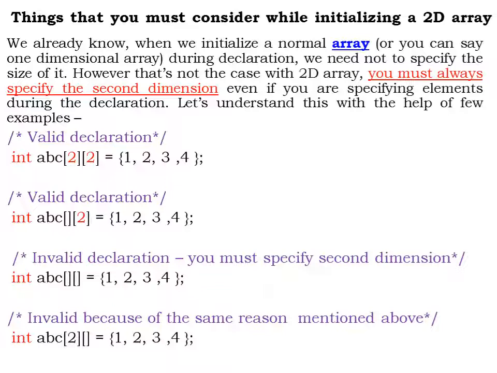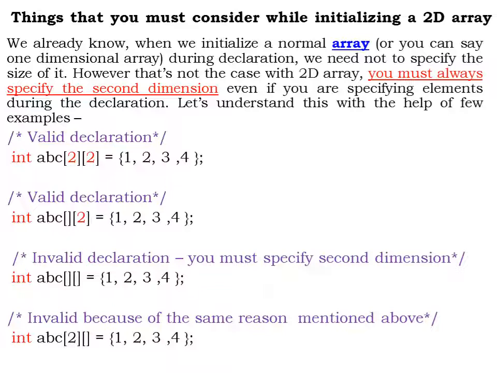So this is also a valid declaration of a two-dimensional array. In the third example, I have specified neither the size of the first dimension nor the size of the second dimension. So this is an invalid declaration, even though I have specified the elements that are to be stored inside this array. So it will be treated as an invalid declaration. At least you must specify the second dimension value.